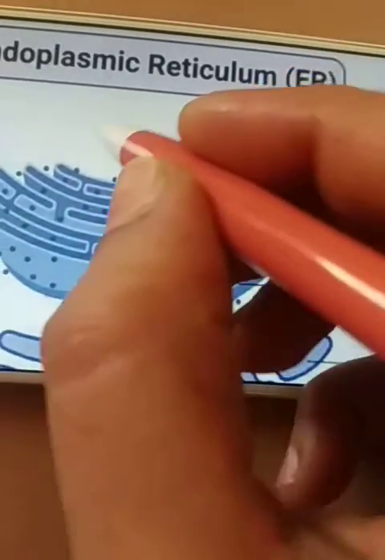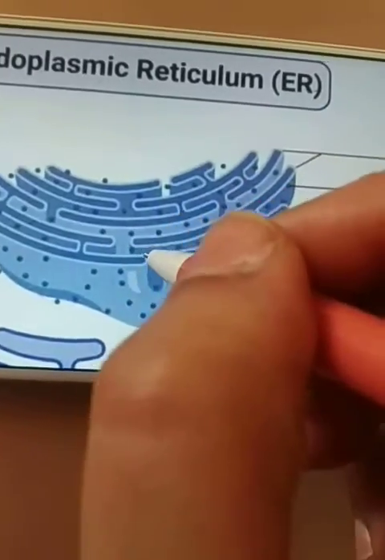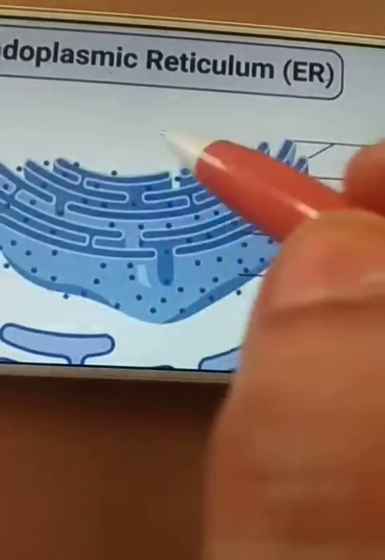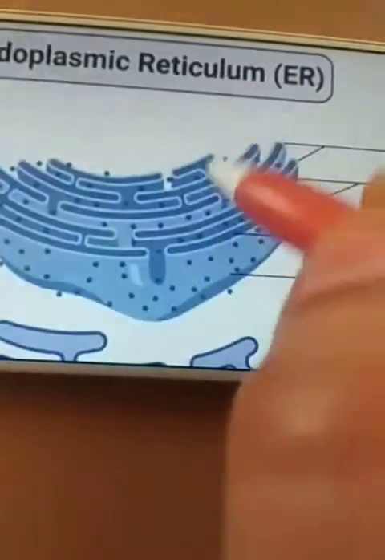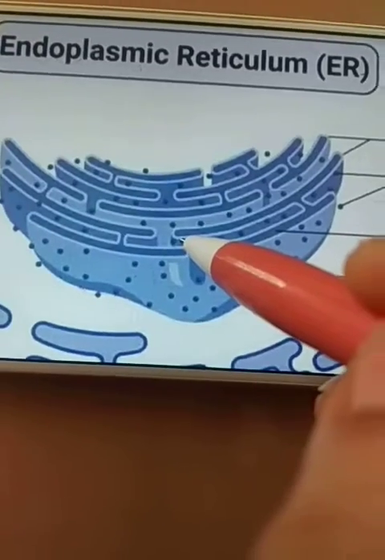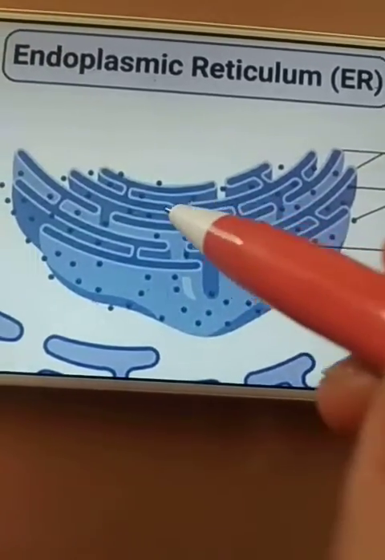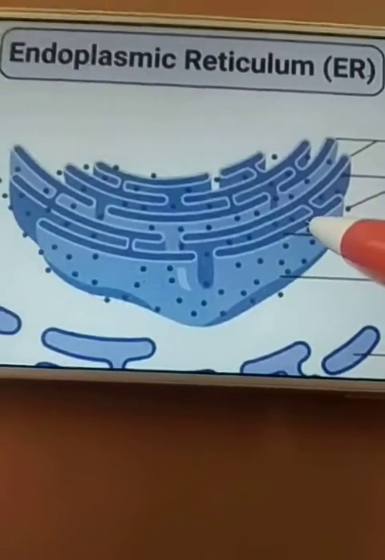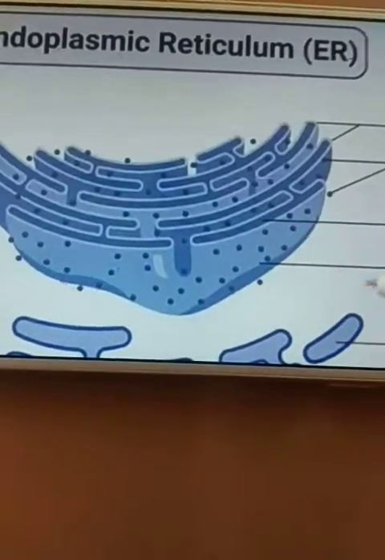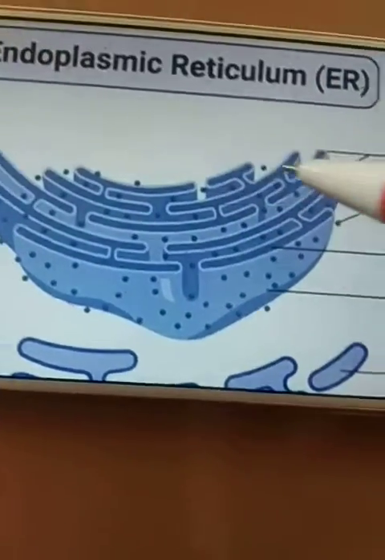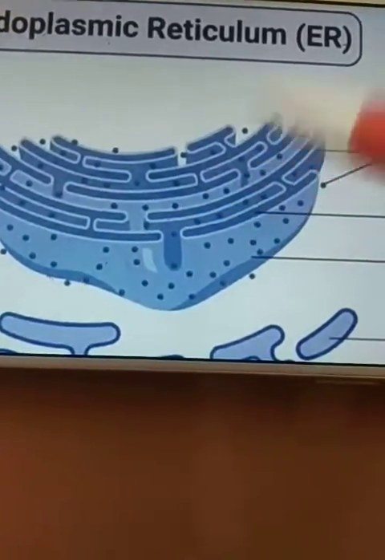It transports materials between the cytoplasm of the cell and the nucleus. It is present around the nucleus. If you have seen the structure of an animal cell or plant cell, you can see the endoplasmic reticulum forms a network-like structure around the nucleus. So it transports material between the cytoplasm of the cell and the nucleus. That's why it is called the transport system of the cell.